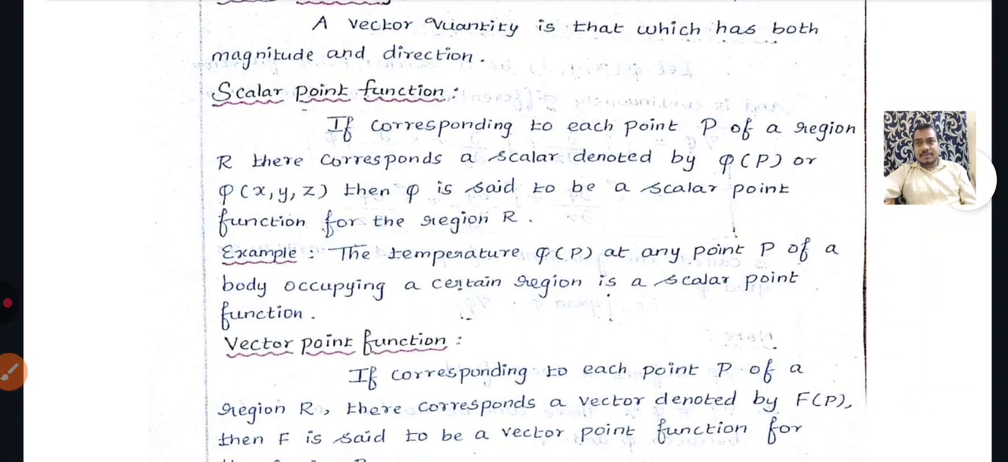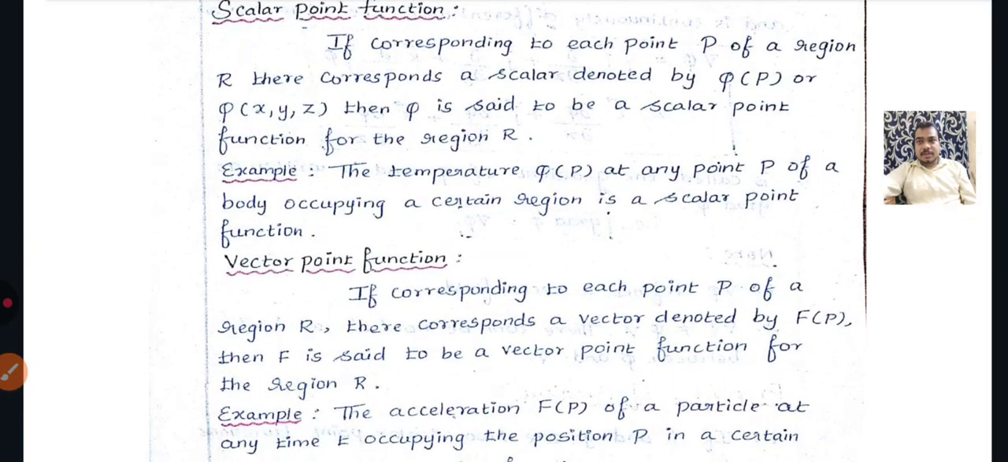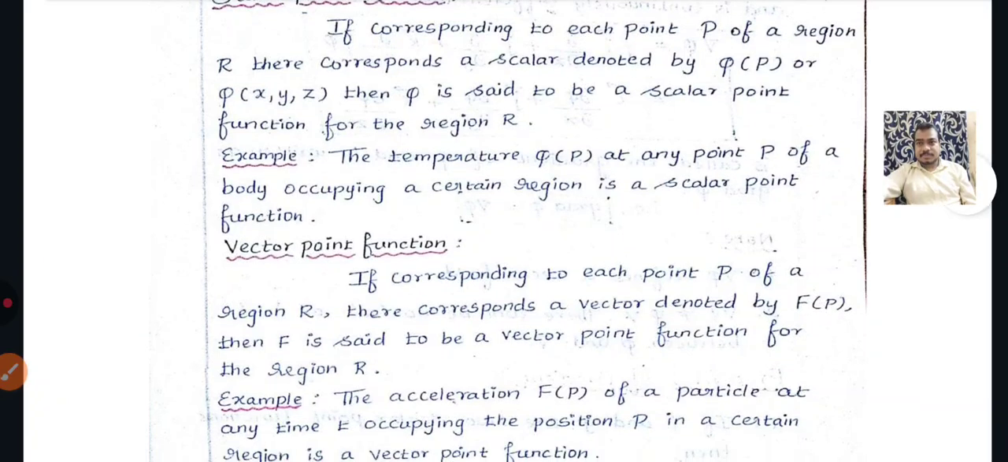The next definition is scalar point function. If to a corresponding point P there is a scalar denoted by pi, then pi of P is said to be a scalar point function. For example, the temperature at any point in a certain region is a scalar point function.